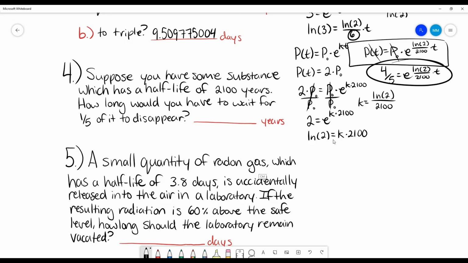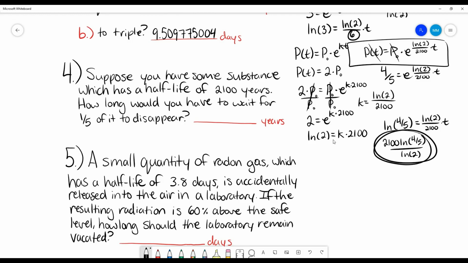And then we just solve for t, just like we've been doing. We're going to write it down over here. Sorry if you can hear my dog barking. Okay, and just isolate t. And whatever this is, our answer. I'll go ahead and plug that into the calculator once again.